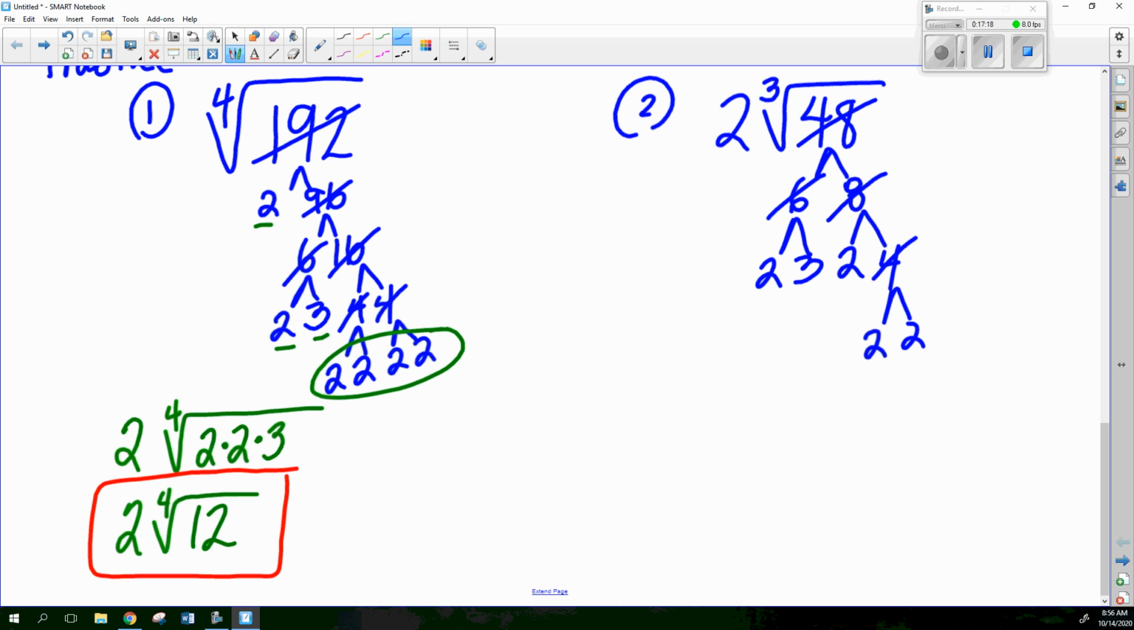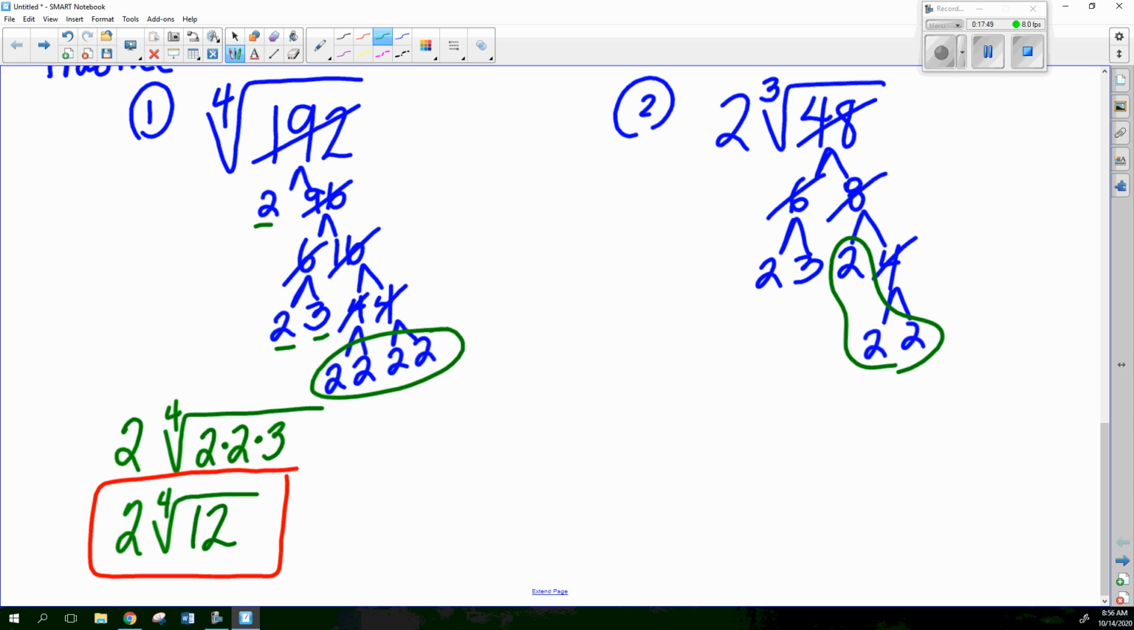All right. Based on the problem, I have to circle sets of 3. Where'd you get that from? The index, okay? So I need sets of 3. Do I have 3 of the same number? Yes. And they don't have to be next to each other. I'm just looking at my prime factors. I need a set of 3 of a kind. Can I circle anything else?